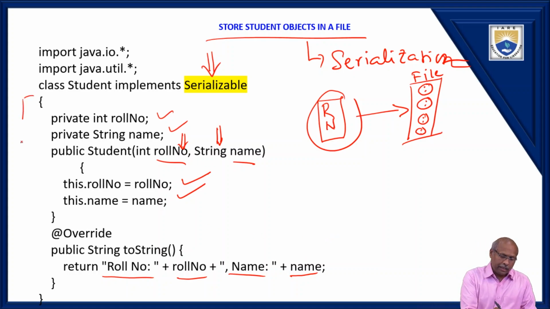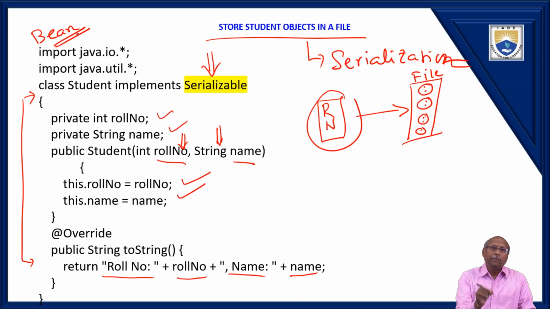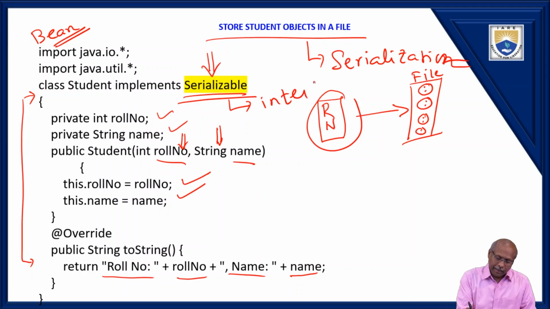So this is a bean. This bean I want to write into a file. To write into a file, you need a concept called serializable. There is a built-in interface called the Serializable interface. Serializable is an interface which allows you to store the object into a file. So please implement the Serializable interface.